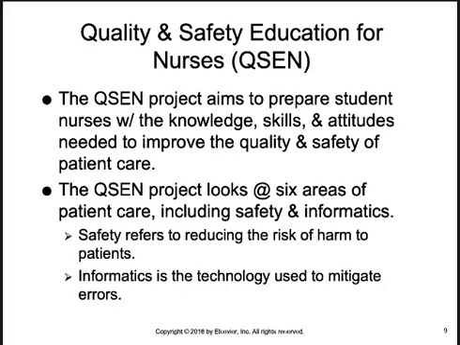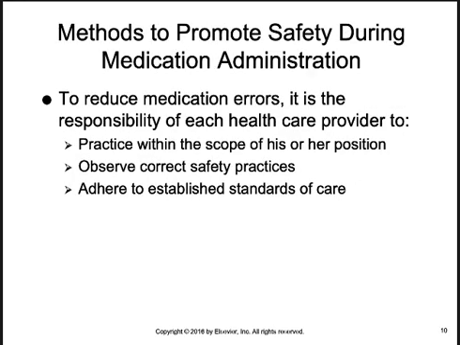Okay. The QSEN project aims to prepare student nurses with the knowledge, the skills, and the attitudes needed to improve the quality and safety of patient care. It looks at 6 areas of patient care, including safety and informatics. Safety refers to reducing the risk of harm to the patient. Informatics is the tech used to mitigate those errors. By mitigate, we mean reduce them. Okay? Hopefully eliminate them. To reduce med errors, it's the responsibility of each healthcare worker to practice within the scope of his or her position, observe correct safety practices, and adhere to established standards of care.